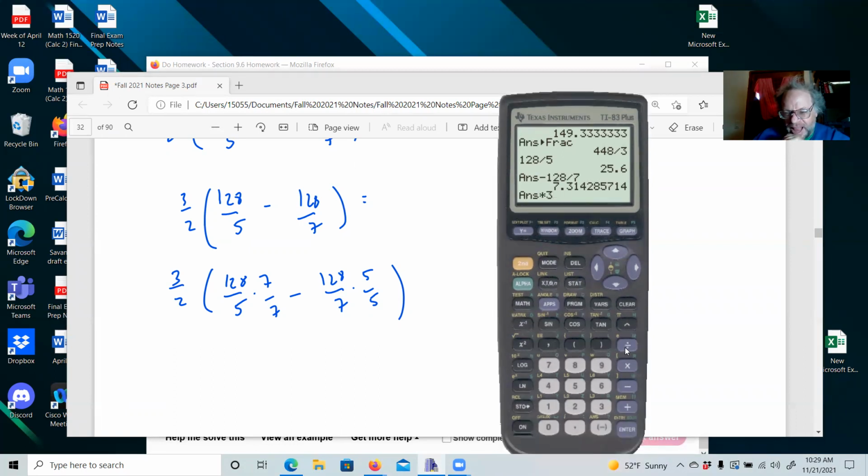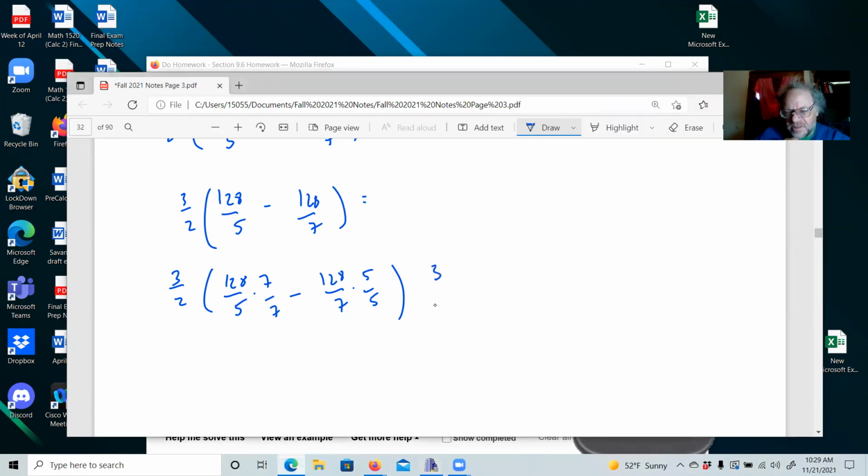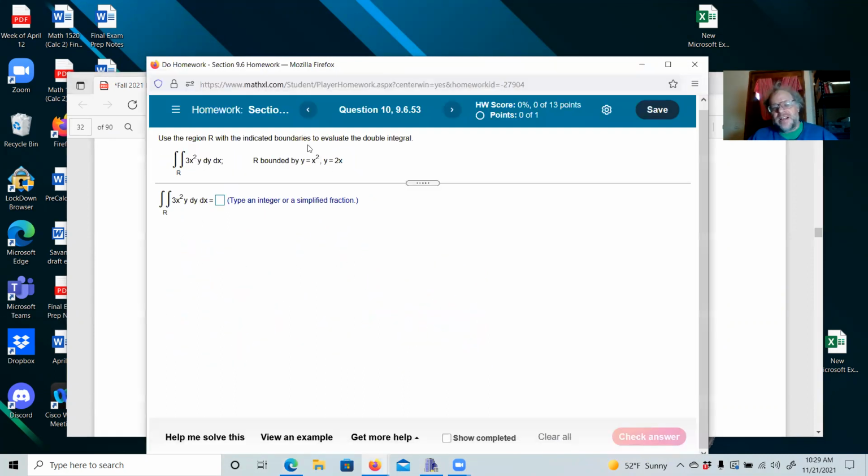Times 3/2, times 1.5. And then what we're going to do is convert this to a fraction. See, I still got the 35 here, right? So we're going to have 384 over 35. Okay, and that's going to be our answer for that one. All right. So I think that's a harder version of what I asked you guys to do.